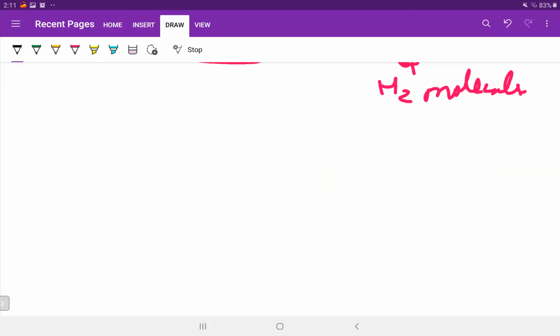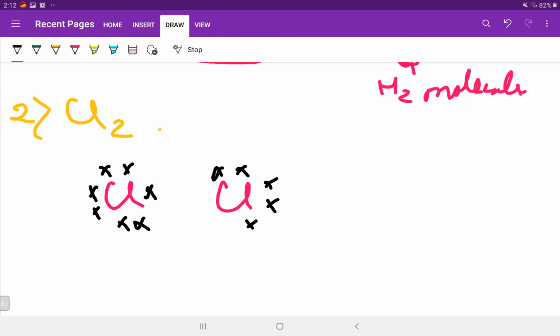Yes, sir. Okay. So now moving on to the second, chlorine molecule. Let's write it as Cl2. We know the electronic configuration. I will not write it here. Let's make it as simple as we can. We have 7 electrons in the outermost shell. So 1 2 3 4 5 6, and 1 7. So this and this will share themselves and they will become Cl2, or Cl single bond Cl.